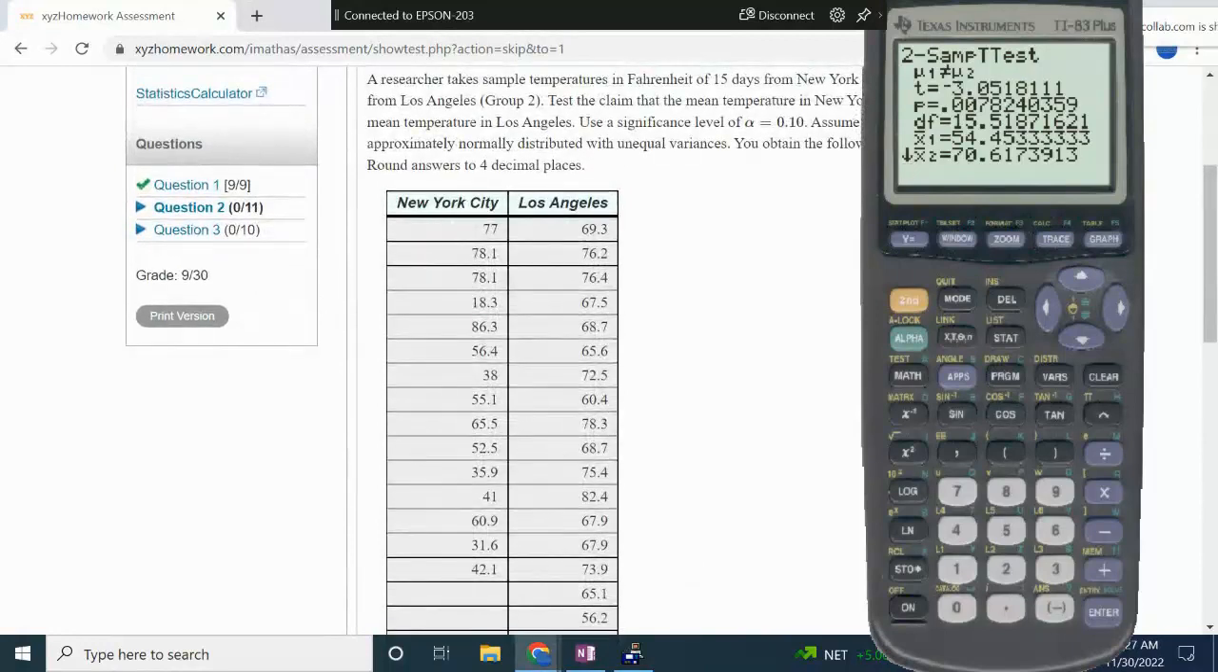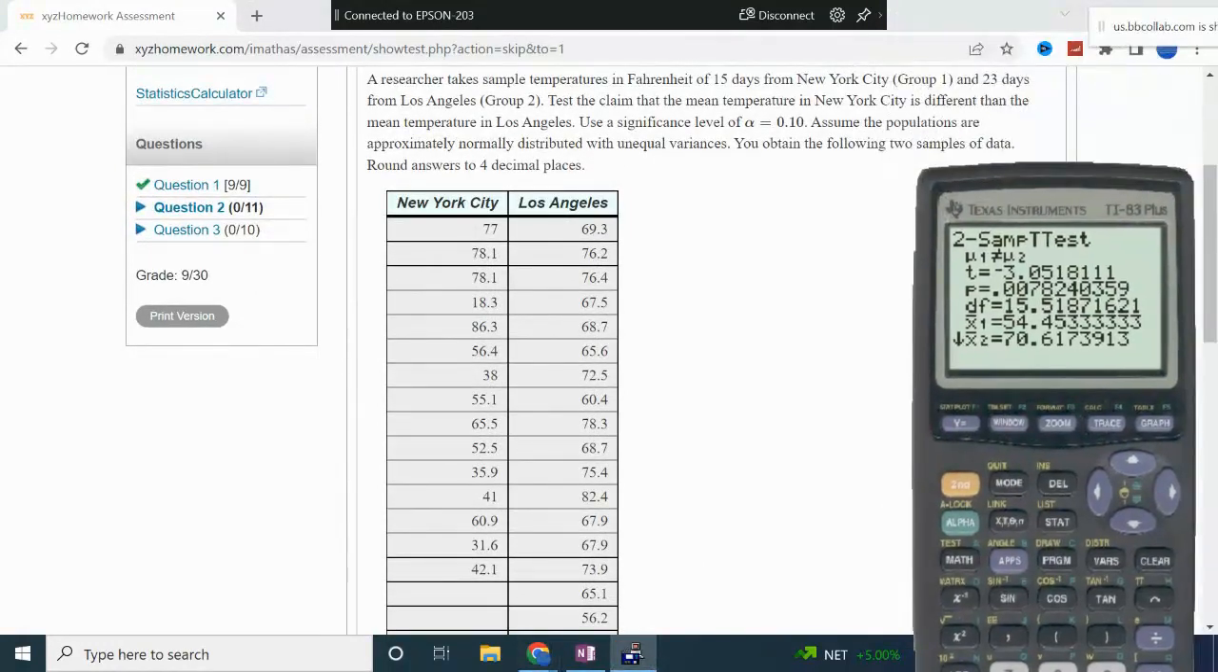Okay, so give me 1 second. I'm going to pull this back over. So mean 1 was for New York City. Mean 2 was LA. And we're testing if mean 1 is different, so that's not equal to mean 2. Our significance level is 0.1.